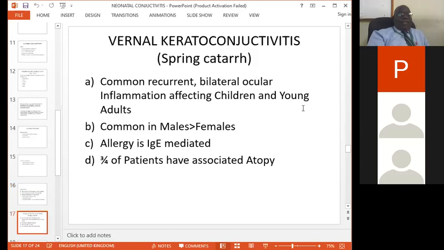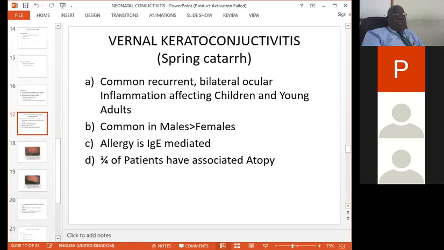Vernal keratoconjunctivitis, what is called spring catarrh. It is a common recurrent bilateral ocular inflammation affecting children and young adults, even old adults, not only young adults. It is more common in males than females. The allergy is an IgE-mediated reaction. Three-quarters of the patients have associated atopy. They are generally allergic people. And it's a common condition.